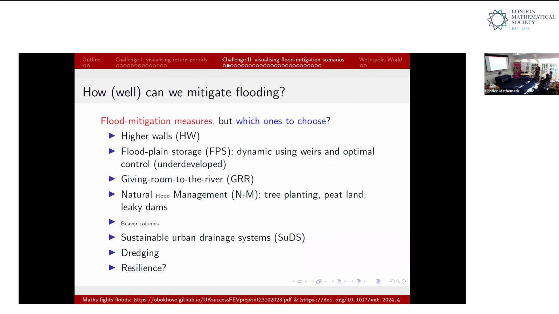There was actually a firefighter amongst that group. So how well can we mitigate flooding? I appreciate that you might not know about the different mitigation measures. So which ones do we choose?